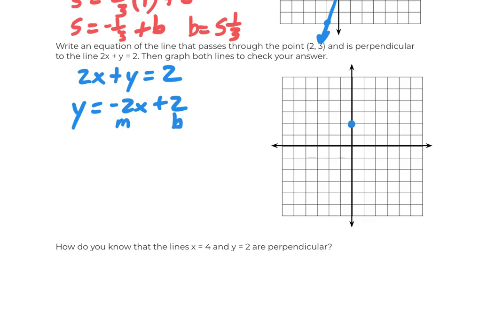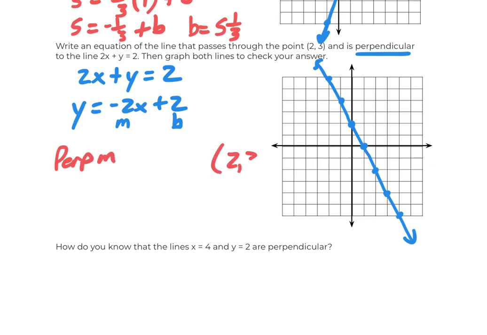Okay, so we're going to go up 2, and then we're going to go down 2 over 1. There's my slope, or there's my graph. Okay, same instructions as the last one. Perpendicular, goes through the point 2, 3.